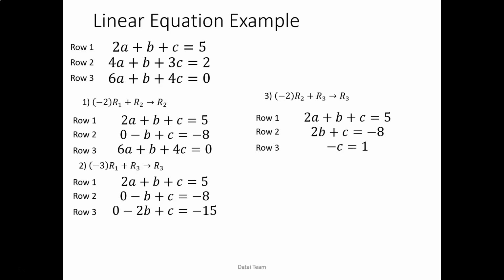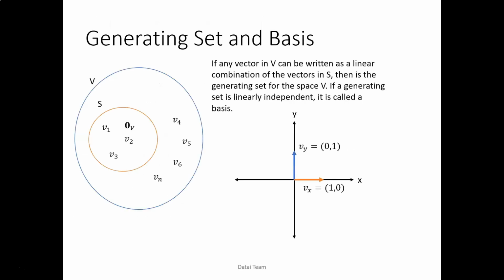And then we plug that into the second row. Because c is -1, we can do -7 is equal to 2b, so b is equal to -3.5. Then we can put the b value and the c value into the first row and get a, and get the solution for our linear equations. I will skip that for now. You can find a yourself. It's really trivial. And now let's continue with generating set and basis.